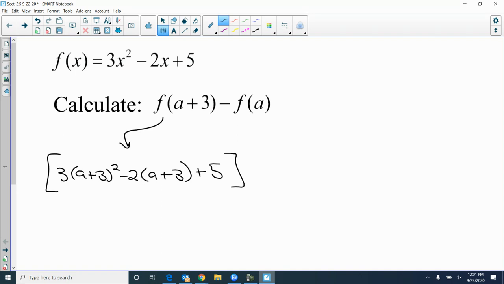Well, what's f of a? You just take out the x and plug in a, but you got to make sure that the second one's in parentheses. All right, see what you come up with.